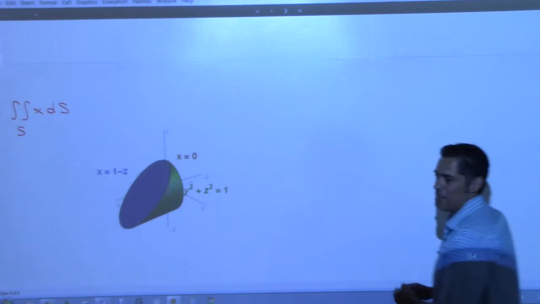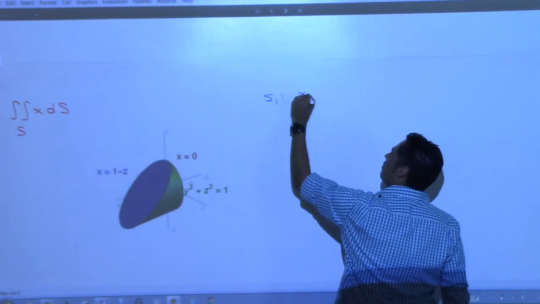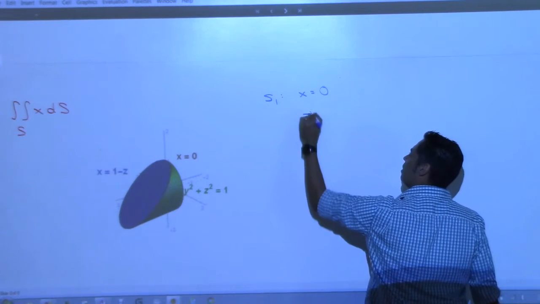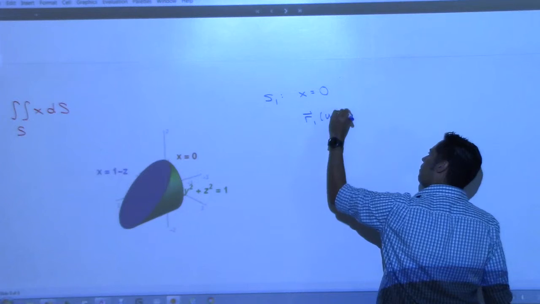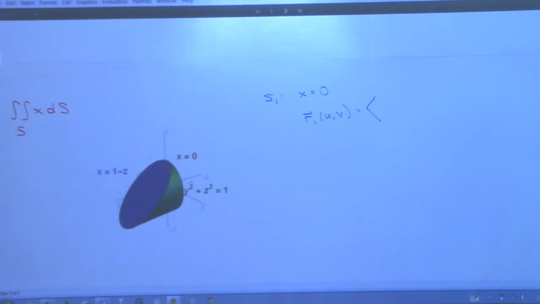What's S1? Where do you want to start? S1? Okay, x is 0. That's the backside? X is 0? Okay, can you give me a vector function that would draw that for you? Now, you have to be real careful here, everyone. You want to draw this backside. The x-axis is this axis right here. So how can you draw me that?